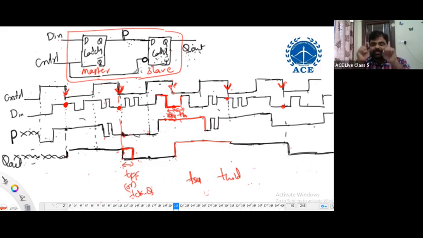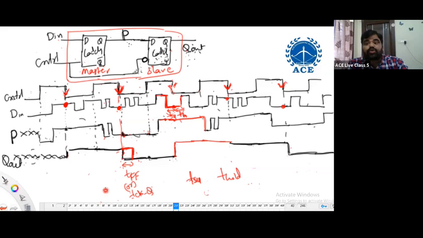Until then, hold on. At this moment, what can we say here? The input must be stable sometime before clock edge occurrence. That is called setup time. The input must also be stable sometime after clock edge occurrence. That requirement is called hold time. Finally, we are understanding three words. One is flip-flop delay or clock to Q delay. What is the flip-flop delay or clock to Q delay?